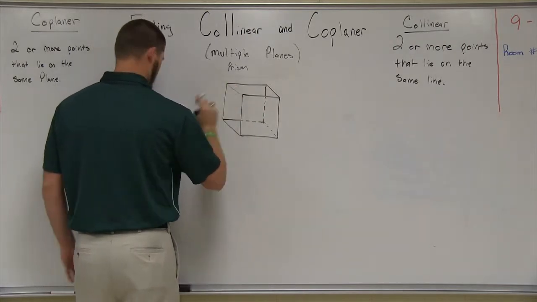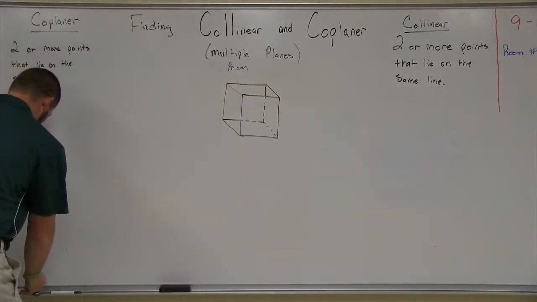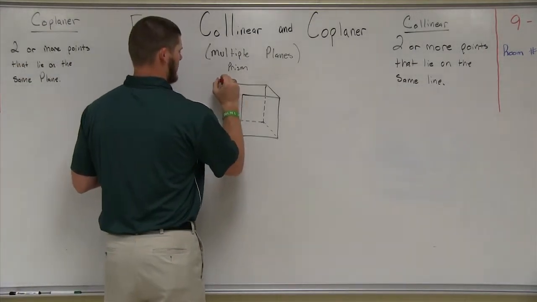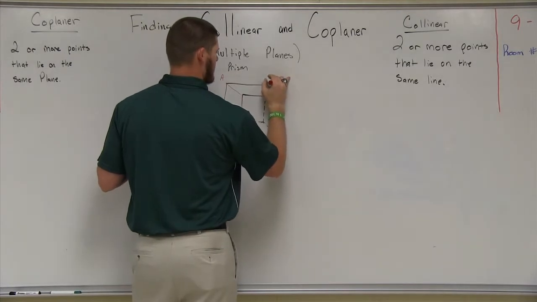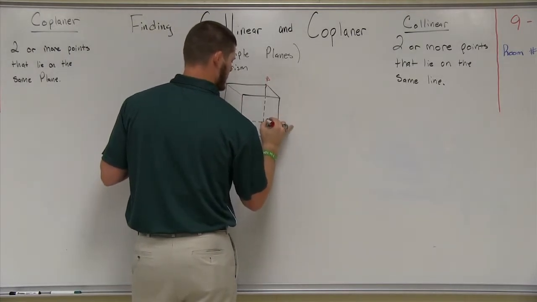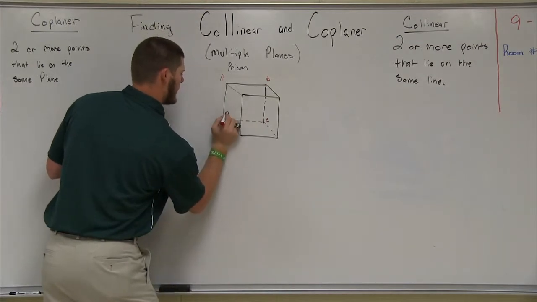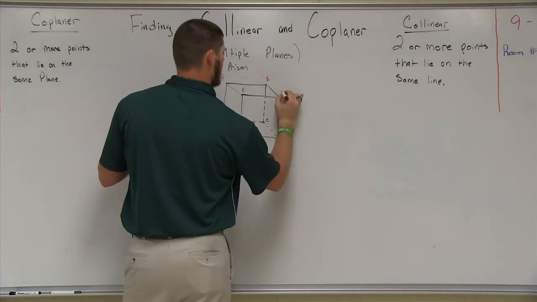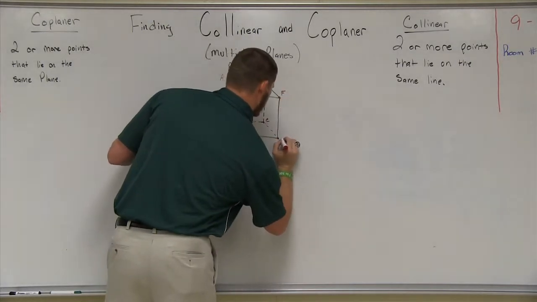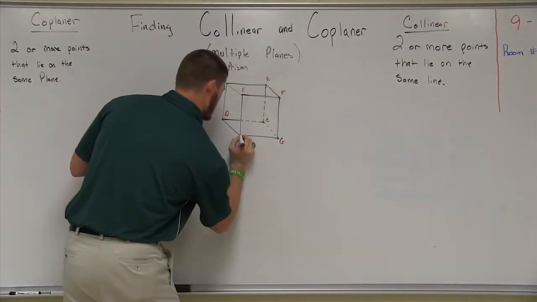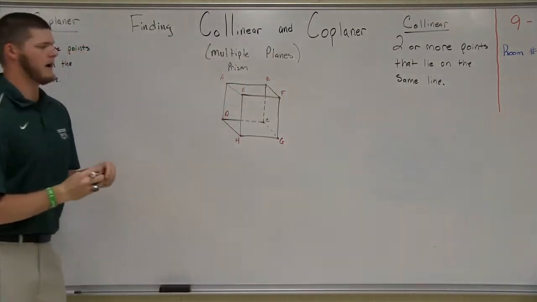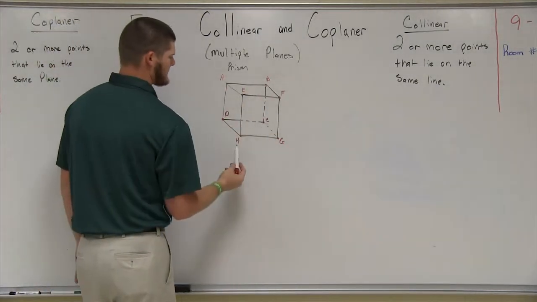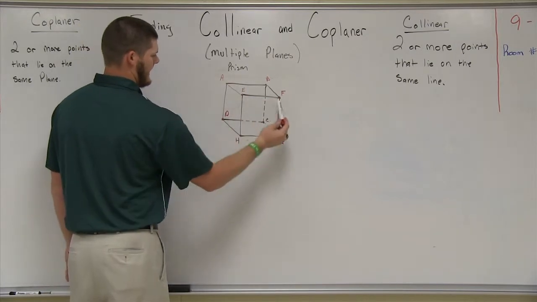Alright? So since we have made this prism, we need to give it some points to define its edges. So here we have point A, B, C, point D. Up here we're going to have E, F, G, and H. Alright, so here's my prism. It consists of eight points, A, B, C, D, E, F, G, and H.